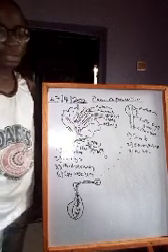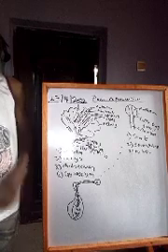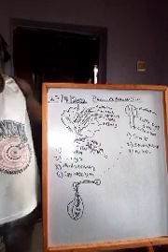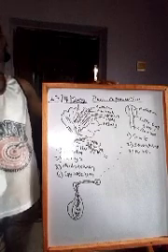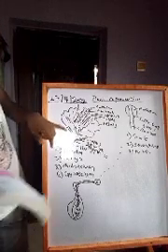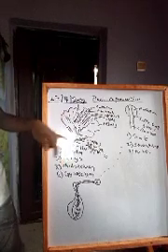Now we have the pedicel of the flower. The pedicel is the part of the flower that attaches the flower to the stem. So the pedicel attaches the flower to the stem. It is the stalk of the flower, also known as the flower stalk.